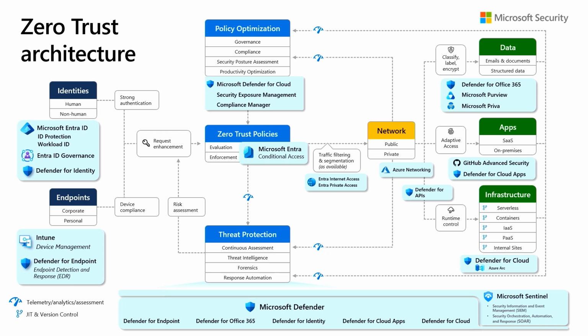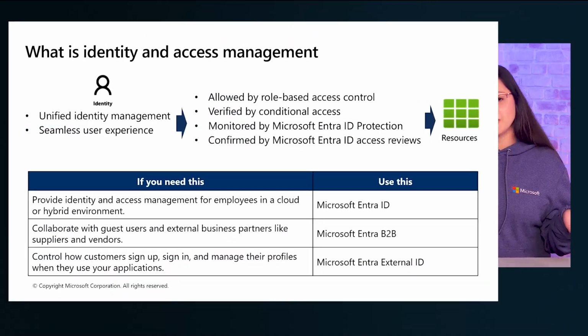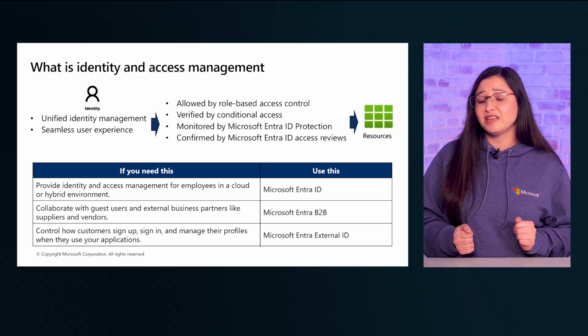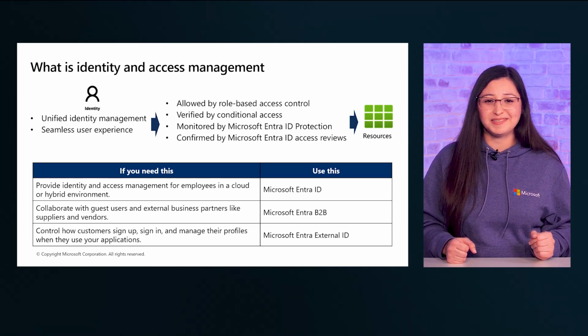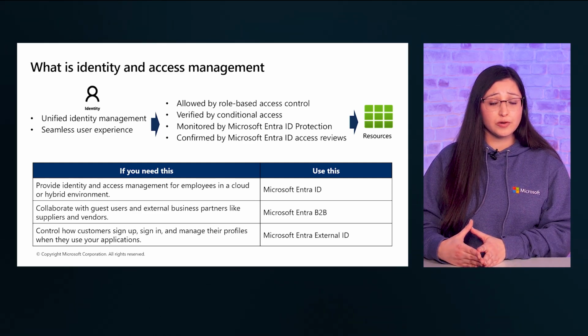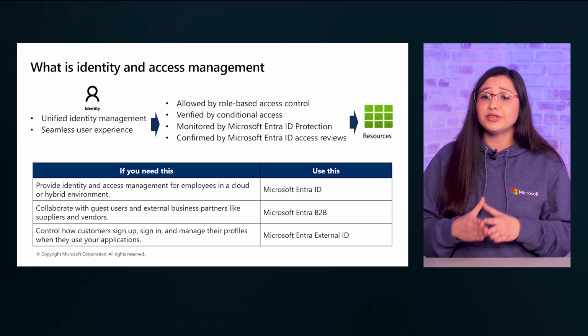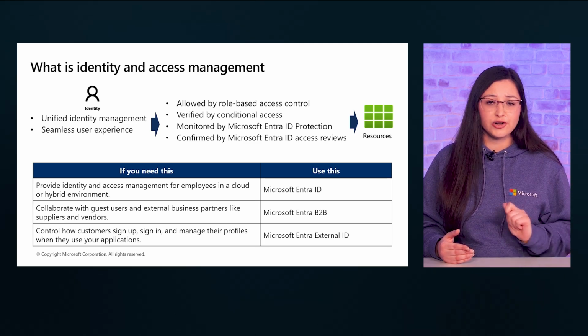This will include the technology mapping for the Azure implementation to protect your identities, devices, data, application, network, and other infrastructure resources to make an informed decision per request. So, which tool do we need? It's based on our scenario. If we need identity management for employees in the cloud or hybrid environment, we can use Microsoft Entra ID. If we need collaboration with partners and vendors, we can use Entra B2B. If we need customers to sign up and sign in to enable profile management, we have Entra External ID.